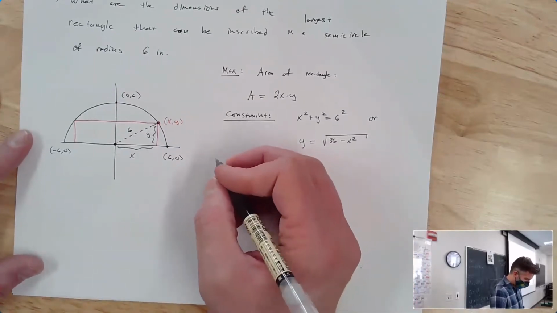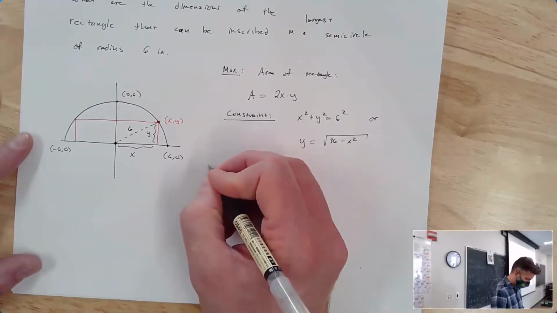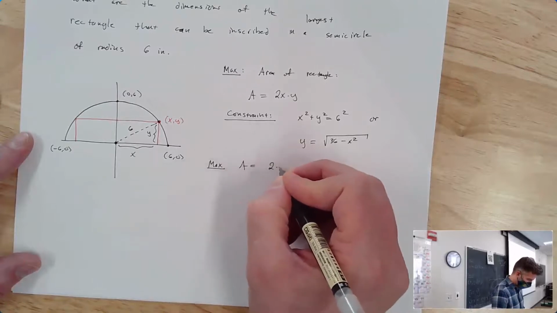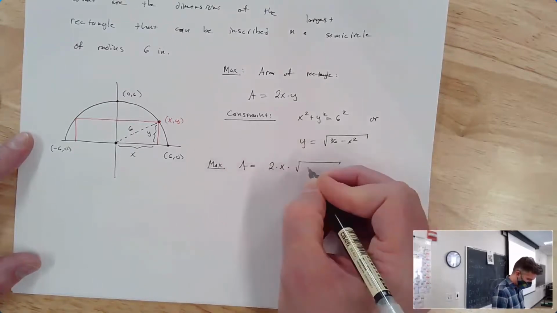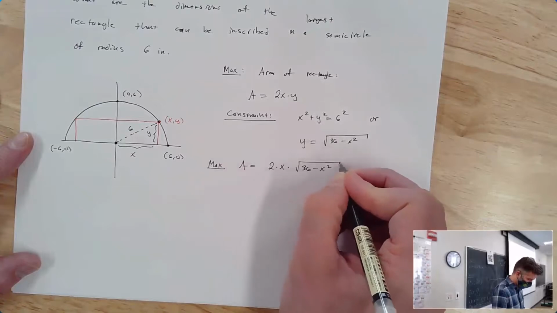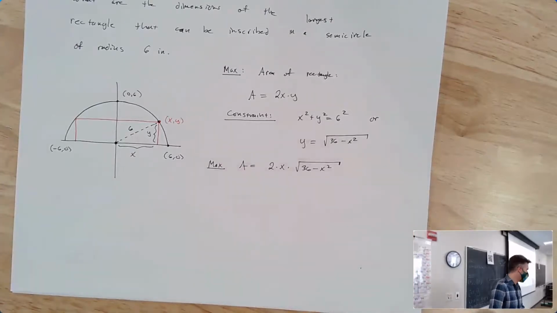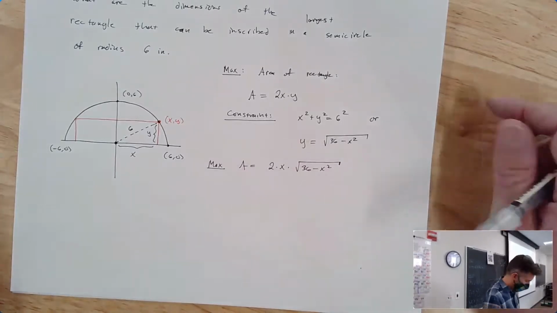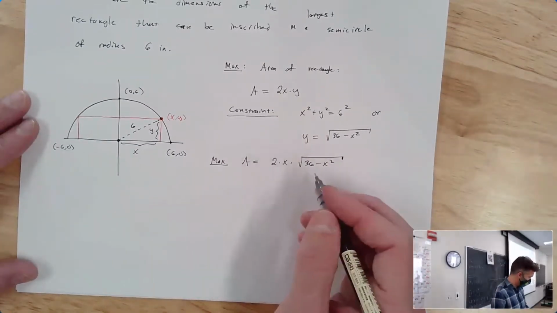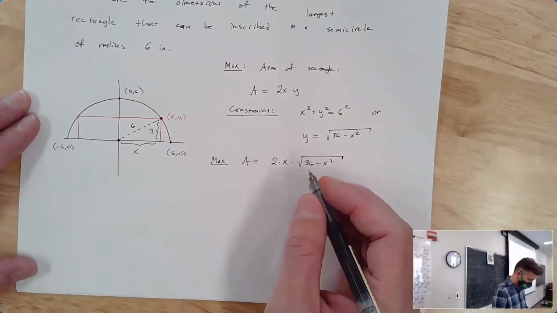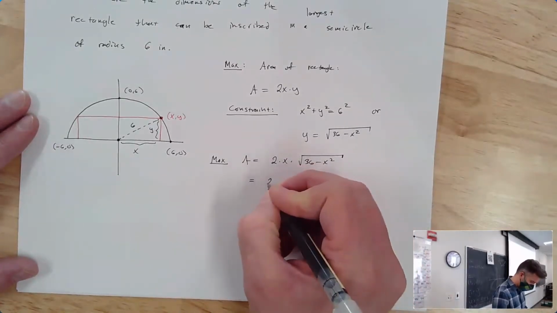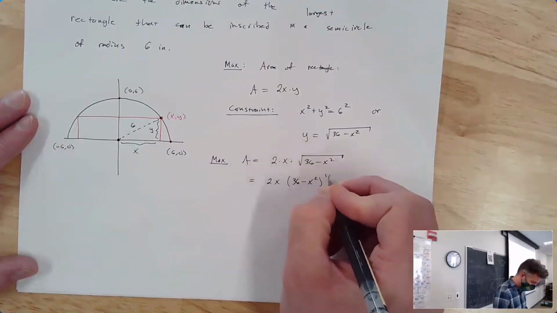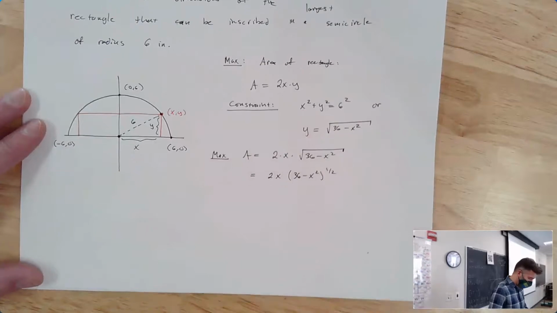So now here's the thing we're going to try and maximize. Area is 2 times x times the square root of 36 minus x squared. And this is where the algebra and the calculus start to get a little bit nasty. So we're going to take the derivative. Well, first I'm going to simplify this before I take the derivative. So I'm going to write it as 2 times x times 36 minus x squared to the 1/2 power. And now we're going to differentiate that.